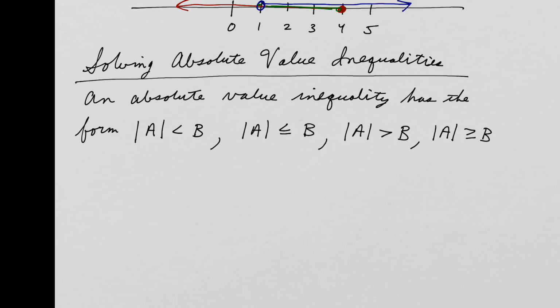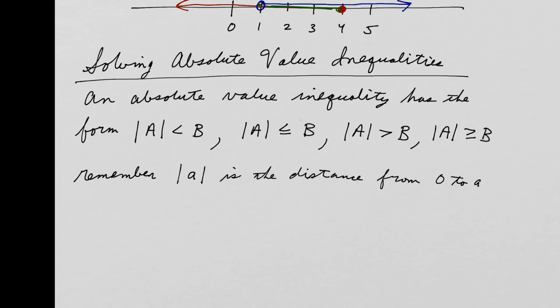Okay, and remember, if you have the absolute value of some number, I'll call it, say, little a, it's defined to be the distance from 0 to a. So it is the distance from 0 to a.